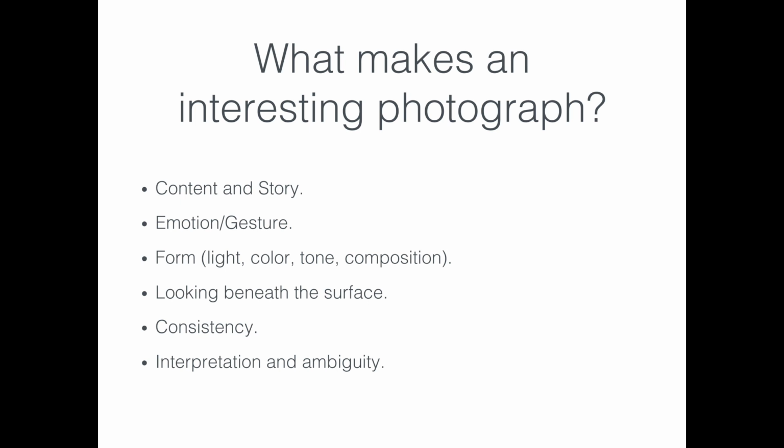Now, here are some things that I think can help to make a photograph interesting. Always things to think about. The first one is content and story. Good street photographs often have some sort of feeling. It could be a more obvious idea or a subtle one or something that you can't quite put your finger on, but you find it really makes you think. Content and story is incredibly important to make a really powerful photograph.